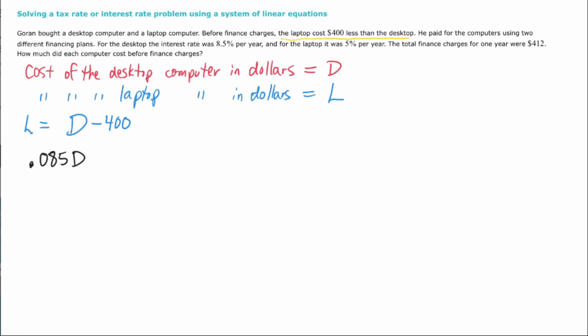And we'll multiply that by the cost of the desktop, plus 5%, which is 0.05, multiplied by the cost of the laptop, and if you add those amounts together, you are going to get your total finance charges, which is $412. Let's label this as equation 2, and let's label this as equation 1. We are ready to solve this.